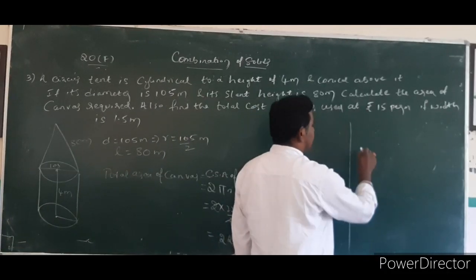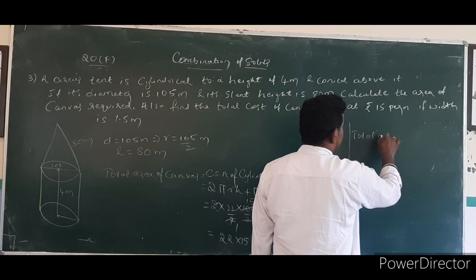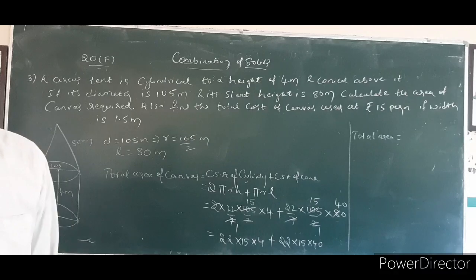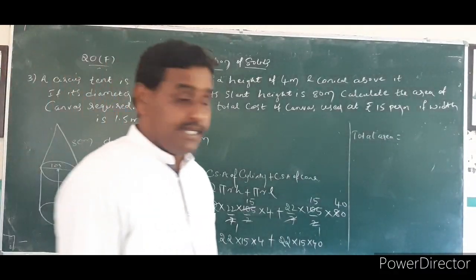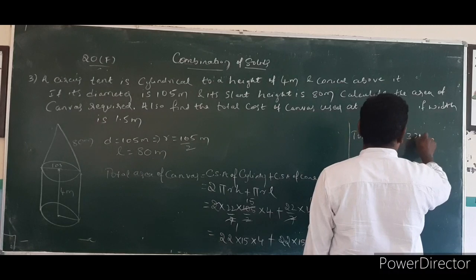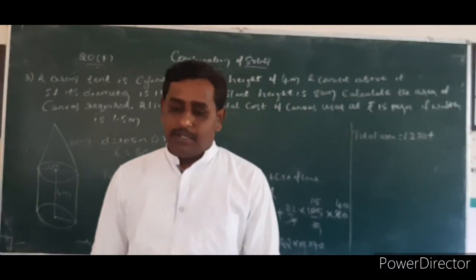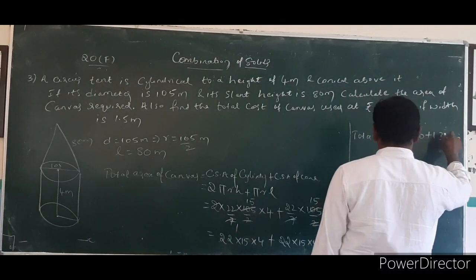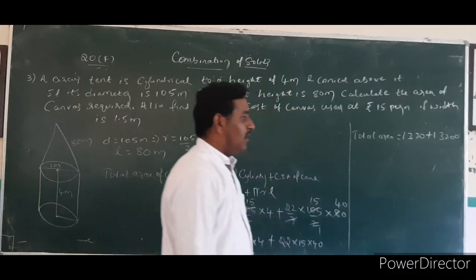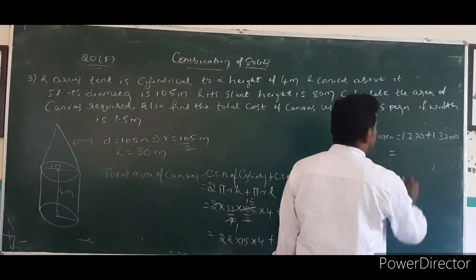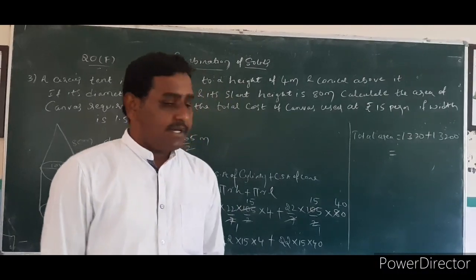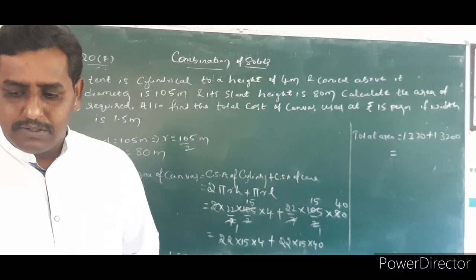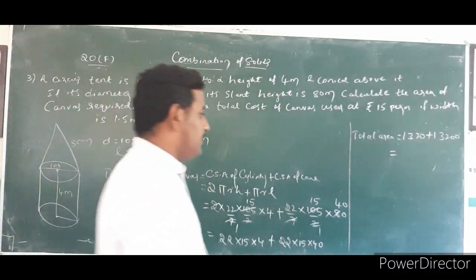Multiply, that is total area is equal to, if you multiply 22 into 15 into 14, you will get 1320, plus, if you simplify, that is 13,200. If you add all, that is 1320 plus 13,200, you get 14,520.